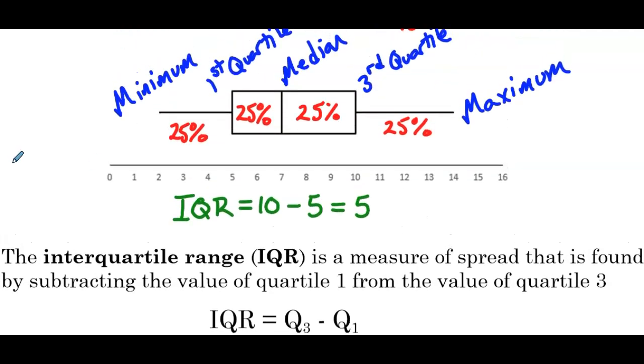Now, what does that mean? That means that 50% of the data is within 5 numbers of each other. The largest gap would be from the first quartile to the third quartile, and that's a distance of 5 away. That's why we call it a measure of spread. We know how close together 50% of the data is. So again, walking through it, the box plot starts at the minimum, the box starts at the first quartile, ends at the third quartile, split by the median, and then it continues all the way to the maximum.